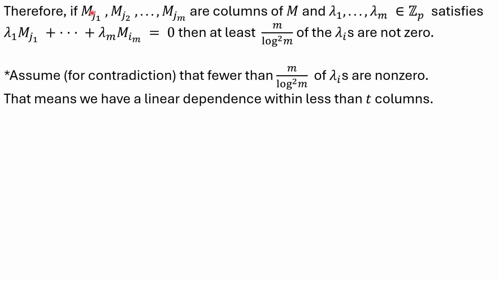Therefore, if mj1 to mjm are columns of M, and lambda 1 to lambda m satisfy the equality right here, we know that the mji are dependent. Then at least m divided by log squared m of the lambda i's are not zero. We can assume for contradiction that fewer than that are non-zero. That means we have a linear dependence within fewer than t columns, which we said was not true.